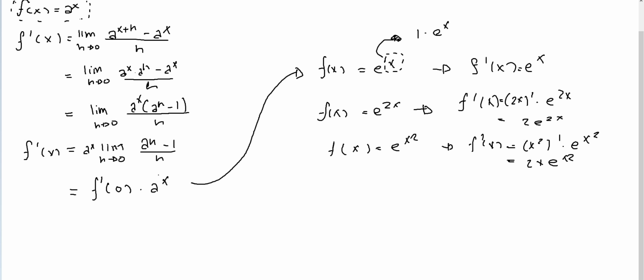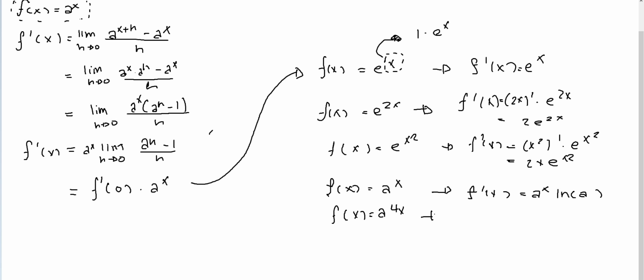Now, if we were to use something like a^x, we'll say f(x) is equal to a^x. The derivative for this would look something along the lines of f'(x) is going to equal a^x ln a for our normal exponential function. So if we were to say f(x) is equal to a^(4x), we would get something along the lines of f'(x) is equal to 4a^(4x) ln a.